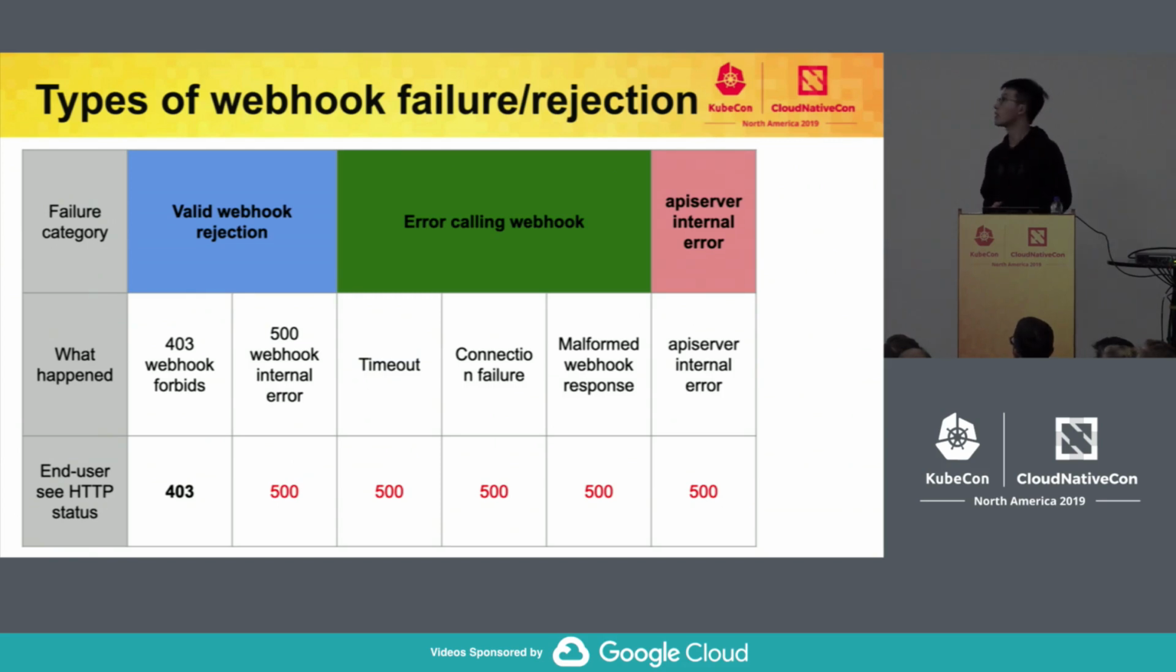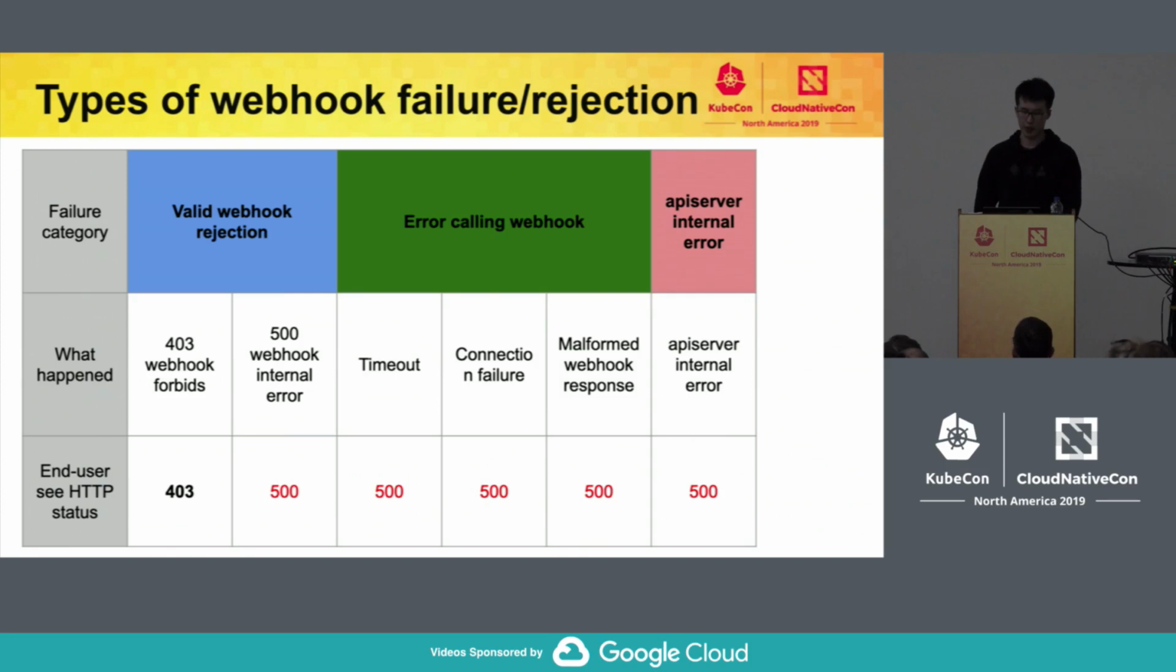The first category is actually a valid webhook rejection. For example, a Kubernetes API server sends an admission review to the webhook backend, and the backend determines the request is invalid and responds with a 400 or 403. In this case, the API server surfaces the responded HTTP code to the client. So for example, the end user who originally sent the request will get a 403 forbidden.